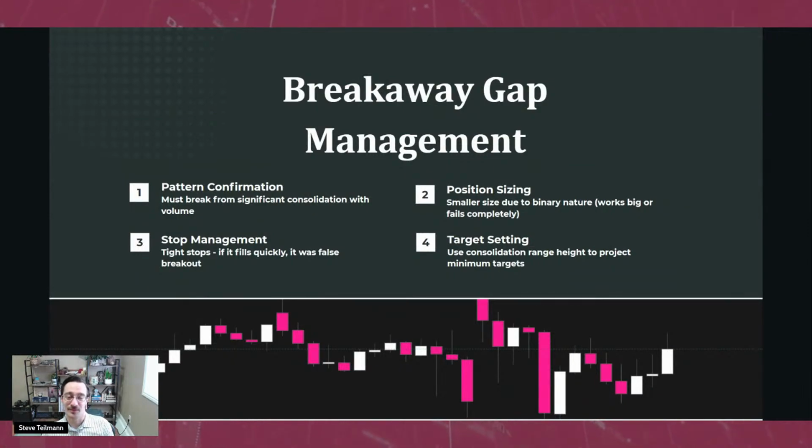The breakaway gap. And you'll notice this is pretty similar to the earnings gap that we just talked about, because often earnings gaps are breakaway gaps, those continuation moves. So let's talk about a few more things here just to flesh out the idea.